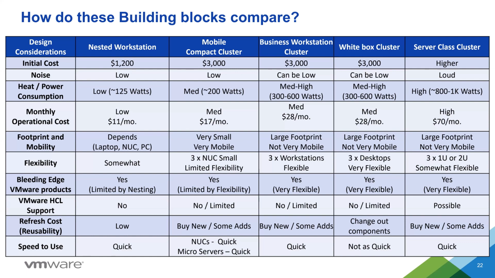Then refresh and usability, right? How could you reuse what you have and repurpose it moving forward? Workstation, it depends on what you're doing. In the mobile cluster area and the business class workstation, you can buy new and add different parts. The white box cluster is probably the most flexible. You can gut that thing and put it all back with new commodity parts that are really cheap. And then the server class, you might add or buy a few new parts, but not too much. Not quite as flexible as the white box cluster. And speed to use. Workstation today, it's so quick.